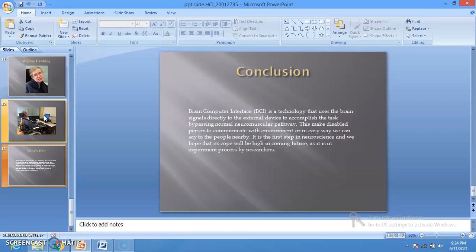so that in the coming future it will be more active and there may be more running applications. So the brain-computer interface is useful to us, and the presentation is this much.